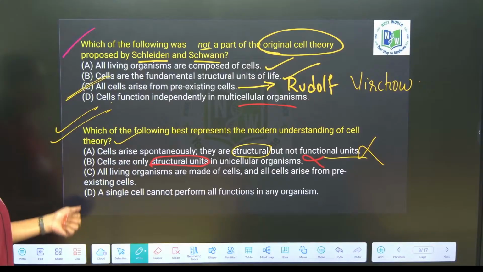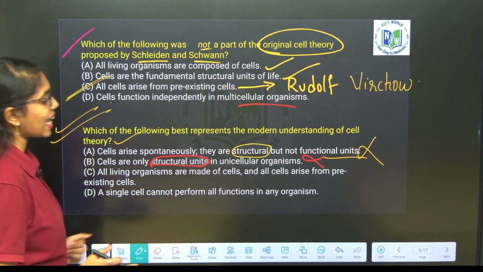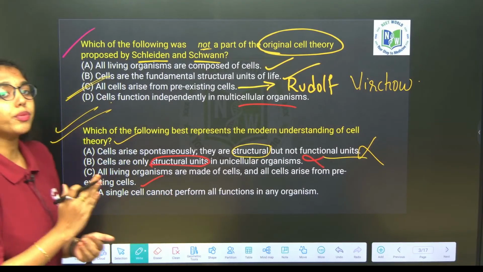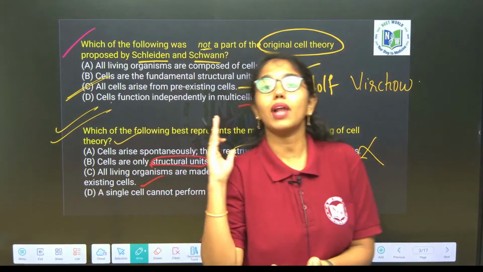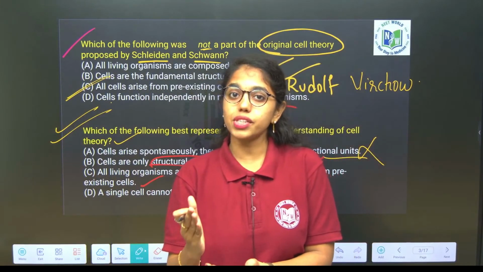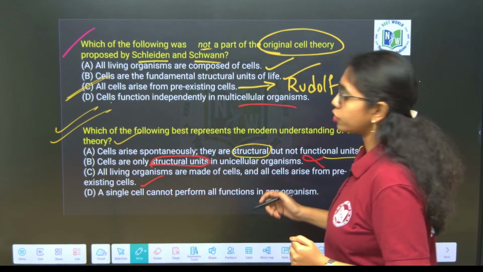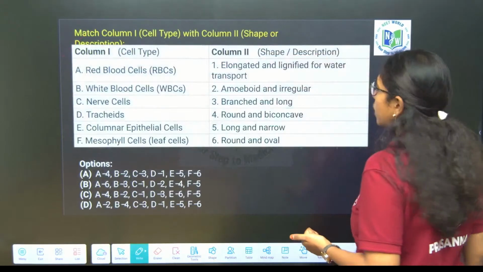Look into option C. All living organisms are made of cells and all cells arise from pre-existing cells. True, because the only point proposed in modern cell theory by Rudolf Virchow is omnis cellula e cellula, which clearly states that all cells arise from the pre-existing cells. So here option C is the right answer. Next question you look into, ma.